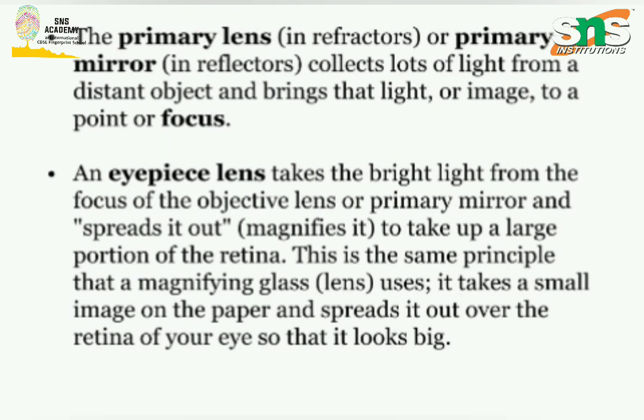The primary lens is used in refractors. The primary mirror is used in reflectors, which collects most of the light from the distant objects and brings the light or image to a point of focus. An eyepiece takes the bright light from the focus of the objective lens or primary mirror and spreads it out to take up a large portion of the retina. This is the same principle that the magnifying glass uses. It takes a small image on the paper and spreads it out over the entire retina of your eye so it looks big. So this is how it works.